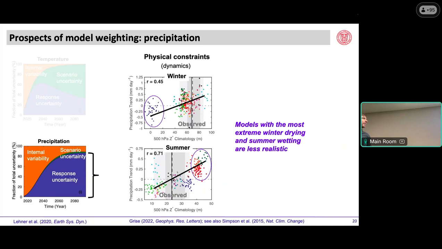There's a nice recent paper by Kevin Grice that I want to highlight here, where, again, it's a bit more motivated by dynamics. There is a modest correlation in winter and in summer between a metric of geopotential height climatologies and the precipitation trend. The key result, if I understood correctly, was that the models with the most extreme winter drying as well as summer wetting are considered less realistic. So in a way, it brings in the structural uncertainty from its tails, if you will, when it comes to future projections.